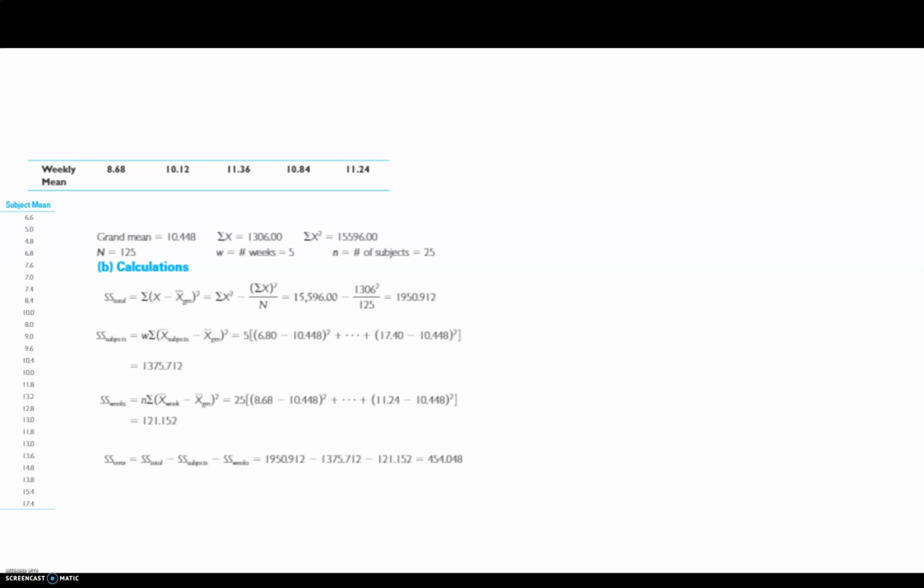So the sum of squares are the summed distances, basically, of each of these points from the mean across different dimensions. And then the sum of squares for the error is just a subtraction of the total minus the subjects minus the weeks. So just the source of variability that can't be attributed to any of these other ones, whatever is left over. Okay, this is the type of output that you're going to see in Excel.